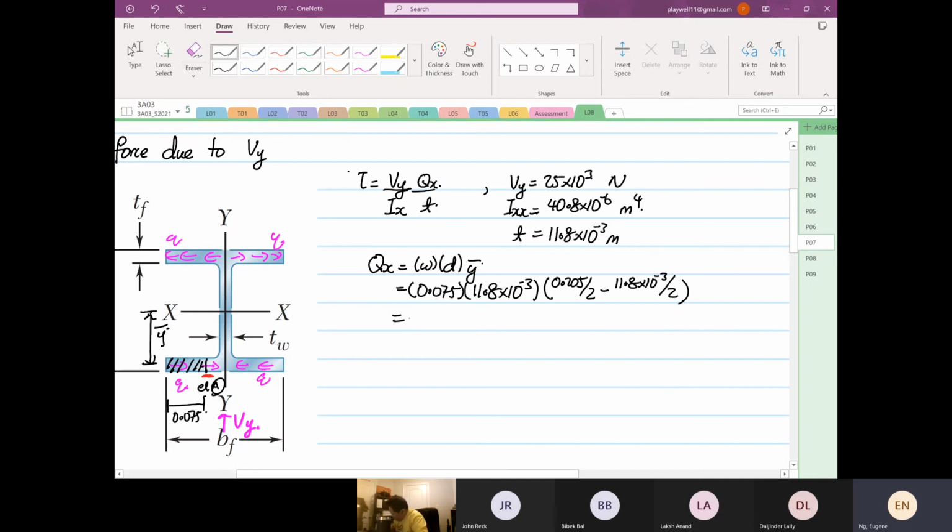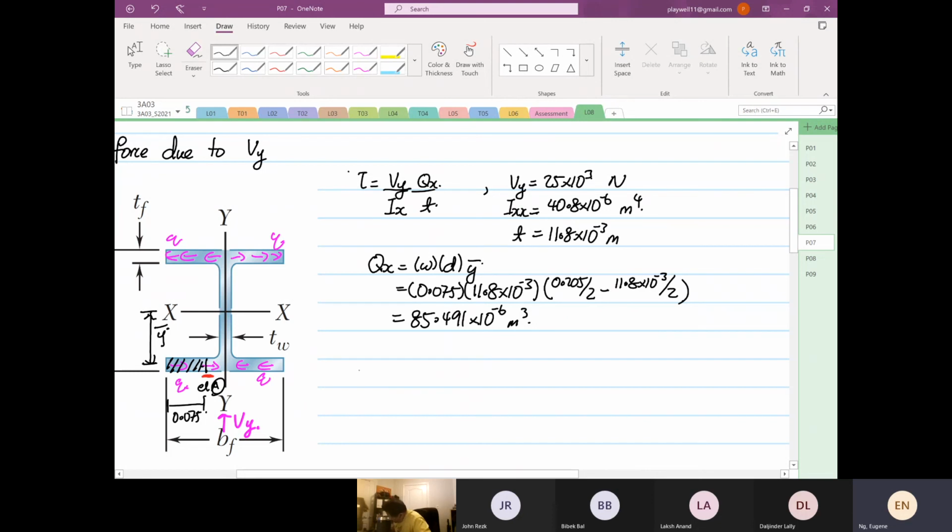So I get 85.491 times 10 to the power minus 6 meter cube. Let me do it again. 0.205 divided by 2 minus 11.8 power minus 3 divided by 2, times 11.8 power minus 3, times 0.075 is equal to 85.491.